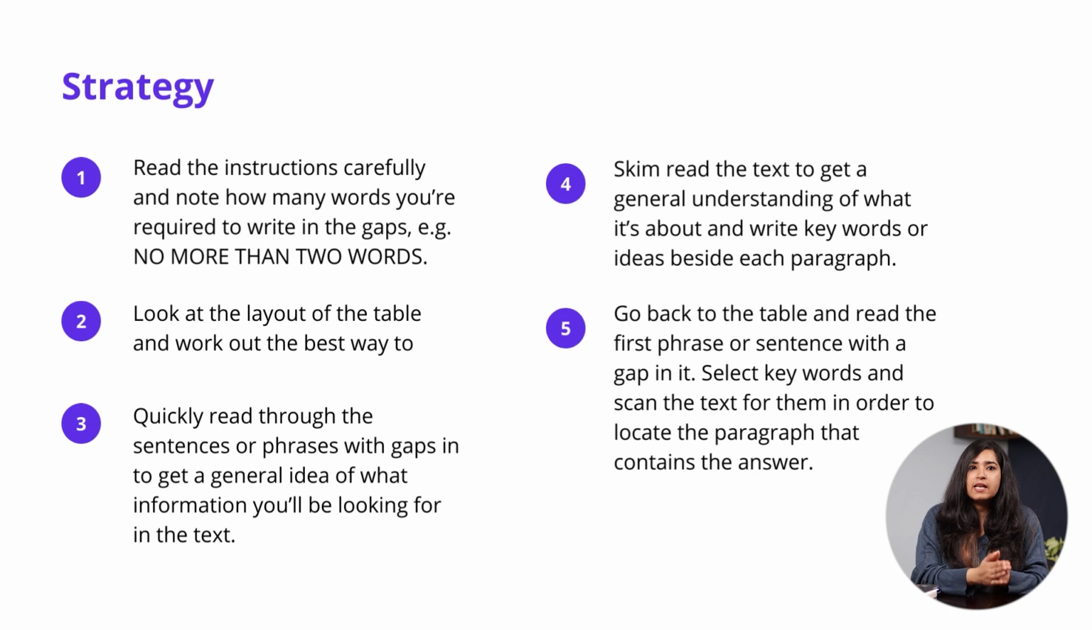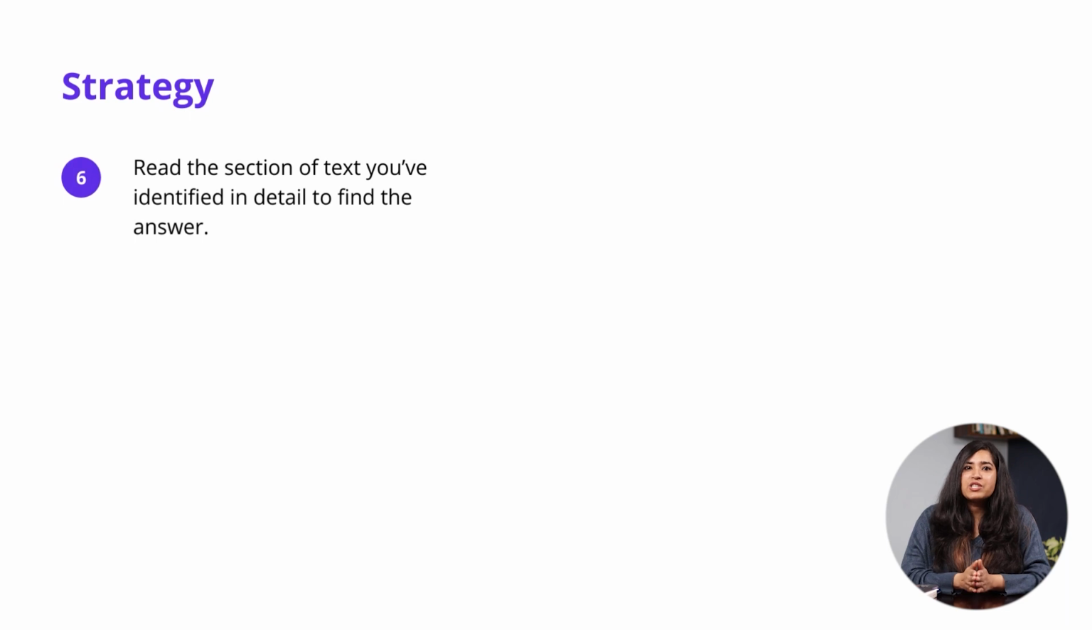Next, go back to the table and read the first phrase or sentence with a gap in it. Select keywords and scan the text for them in order to locate the paragraph that contains the answer. Then go and read the section of the text you've identified in detail to find the answer. Remember that synonyms and paraphrasing may have been used. Check that your answer makes sense and that it's grammatically correct and doesn't go over the word limit. And last but not least, make sure you check your spelling. Again, even if you have the right idea or word, but the spelling is incorrect, your answer will be marked wrong. And plus, there really shouldn't be any spelling mistakes as you're taking the exact words from the passage.